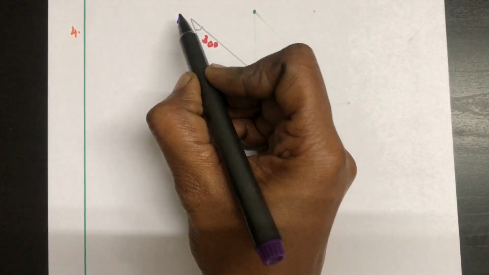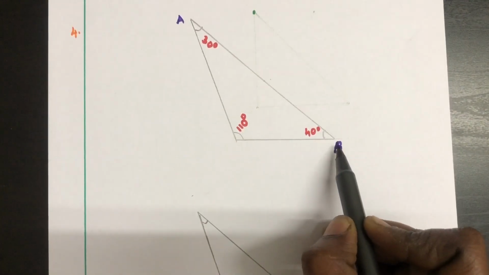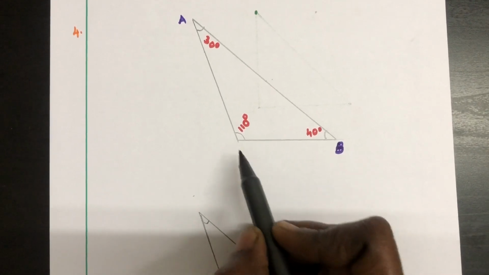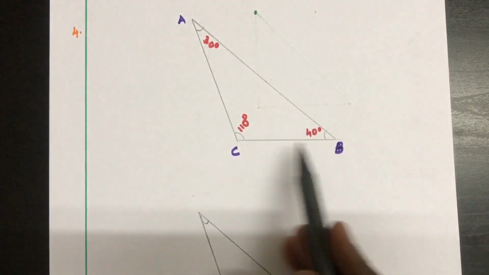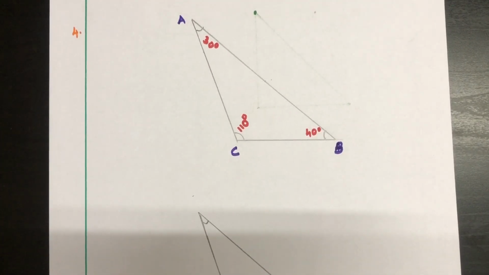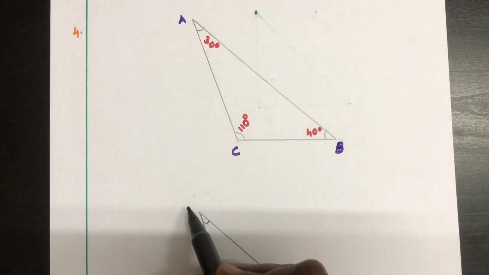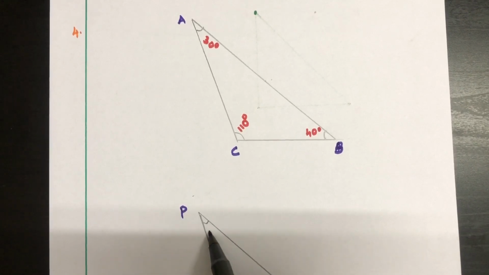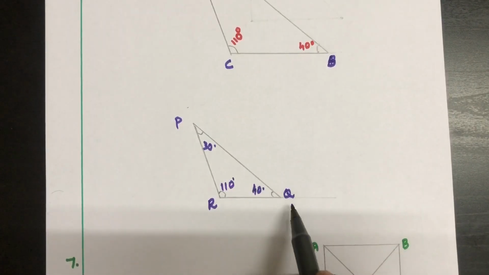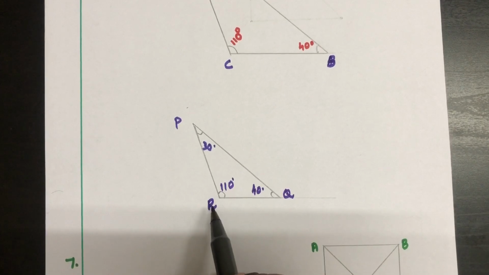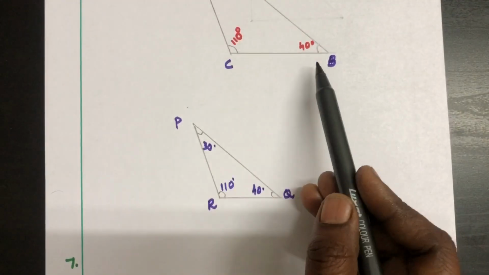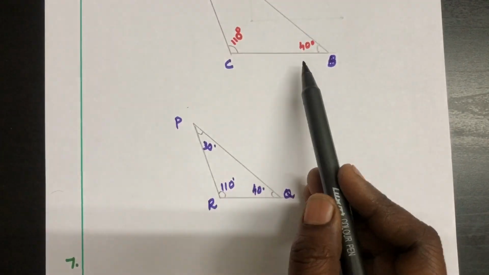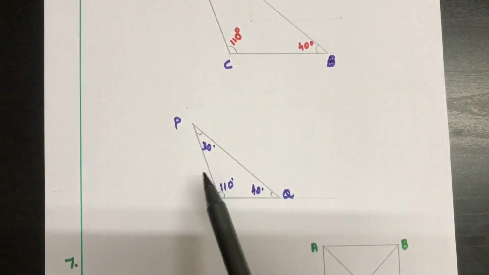Angle A is equal to 30 degree, angle B equal to 40 degree and angle C is equal to 110 degree. Similarly, this is triangle ABC. Now we are going to do PQR. Angle P is equal to 30 degree, right? This is 30 degree. Angle Q is equal to 40 degree. Angle R is equal to 110 degree. But see that angles are same, right? All the angles are same, corresponding angles.